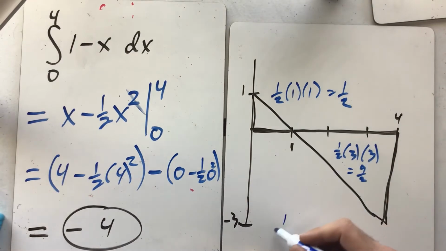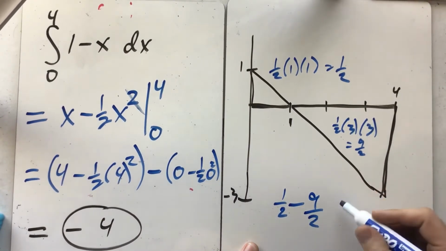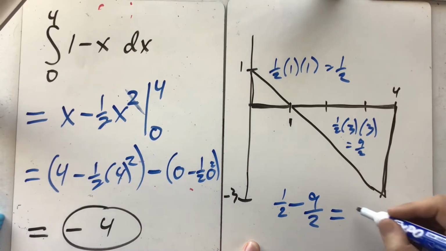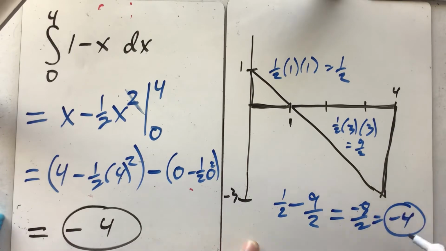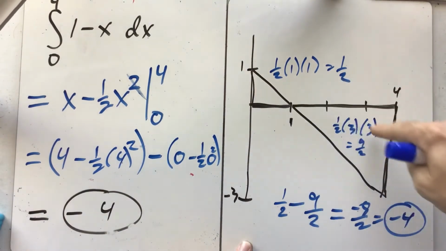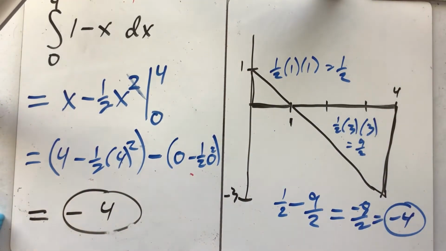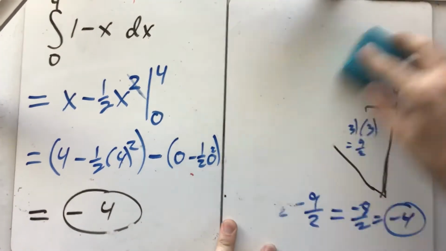So this is 1/2, and this is 9/2. 1/2 is the positive part of the area, 9/2 is the negative part of the area, so I could put them together and get -8/2, which is -4. So the answer that we got over here actually matches the answer if we did this problem with geometry. Doing geometry, we can see that the area should be -4, and that's what we got using our fundamental theorem of calculus. All right, so let's jump into the next problem.